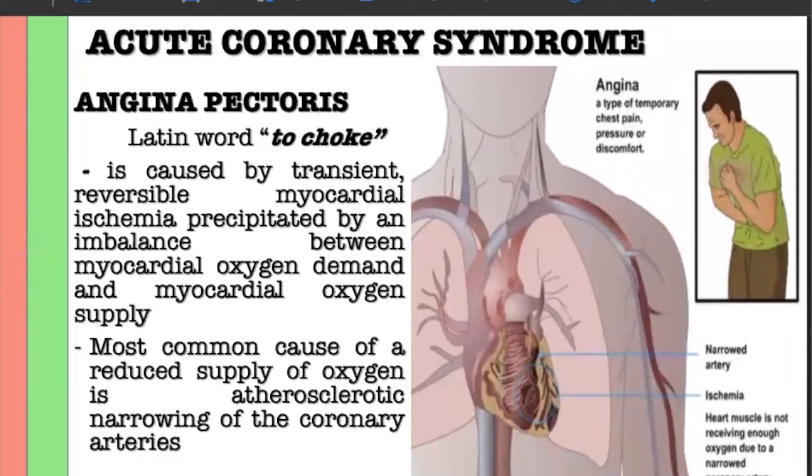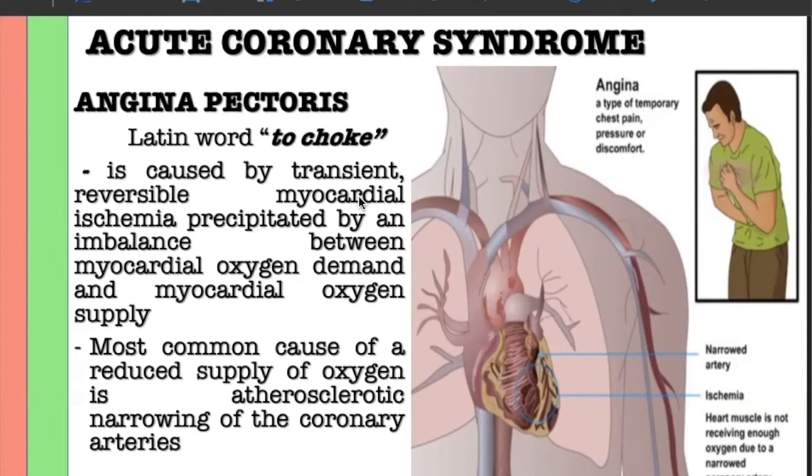Angina pectoris is the Latin word for choke, and it is caused by transient reversible myocardial ischemia precipitated by an imbalance between myocardial oxygen demand and myocardial oxygen supply. Transient means it's not permanent, like hopping from one place to another. Reversible myocardial ischemia means it can still be treated. And of course there's an imbalance between oxygen demand and myocardial supply.